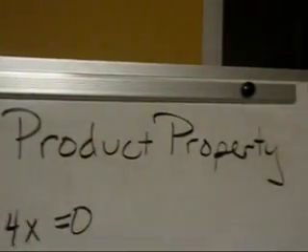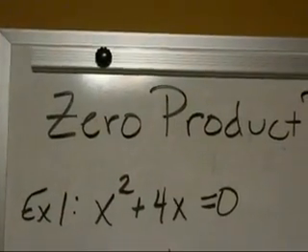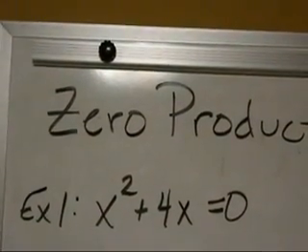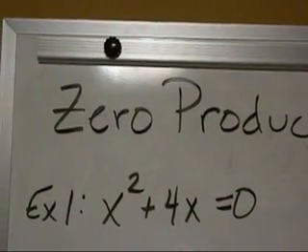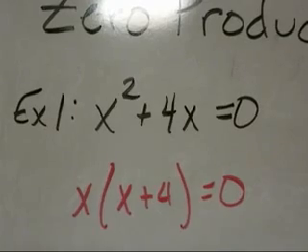This is the zero product property. Example 1. x squared plus 4x equals 0. The first thing you need to do is factor x squared plus 4x. Try taking out something common. Oh yeah, it'll factor into x times (x plus 4).